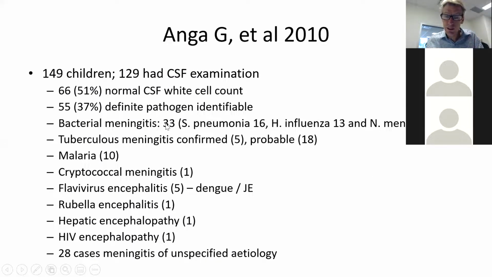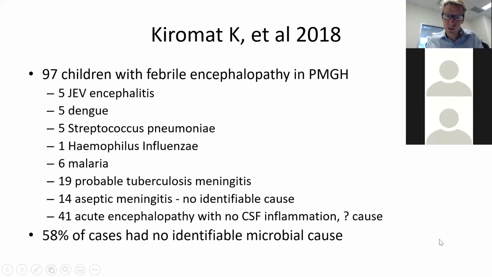Dr. Anger's study identified a lot of different causes. So bacterial meningitis in 33 of 149, but also a lot of other causes like malaria, cryptococcus, Japanese encephalitis and dengue virus, and then a few other causes. And similarly with Dr. Kanera Kiramat's study, she found 5 cases of Japanese encephalitis, so it's really there, 5 cases of dengue, and then also some bacterial causes. So the main thing to remember is that viruses and bacteria are about as common as each other, and don't forget cerebral malaria, and don't forget TB meningitis.